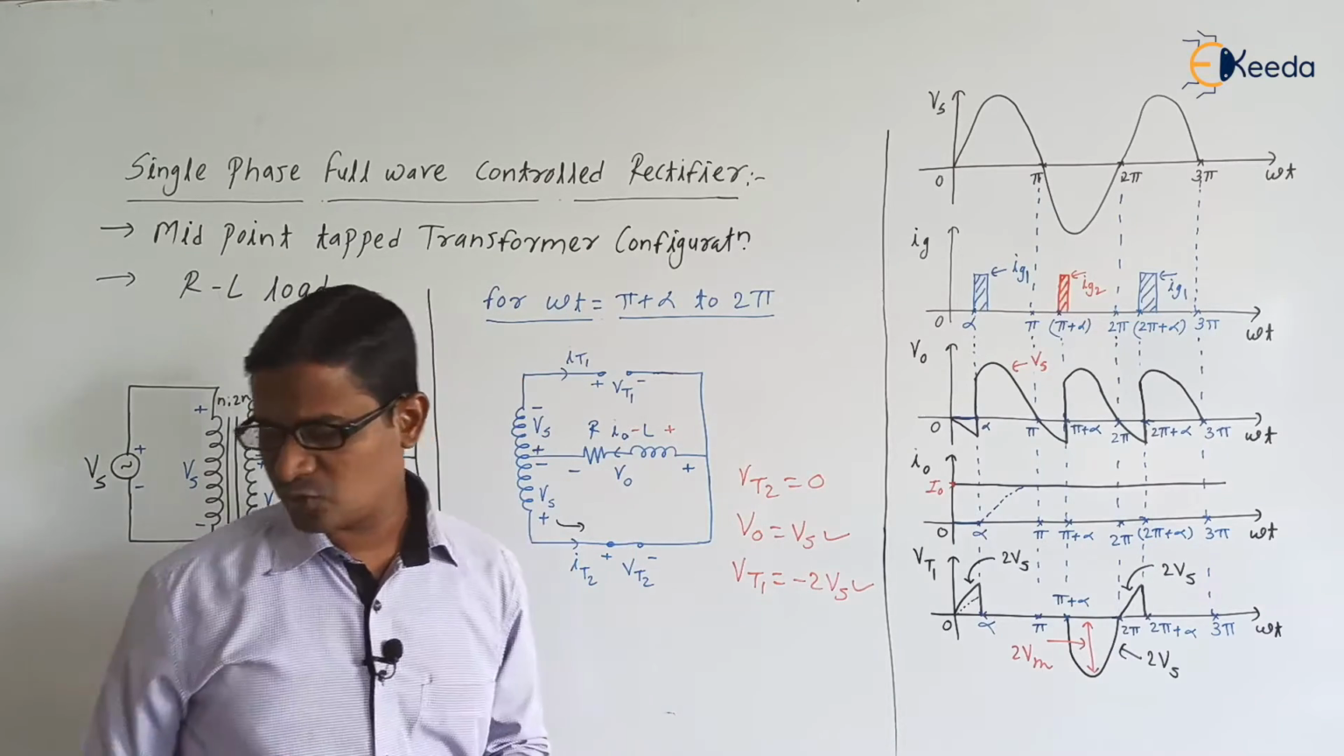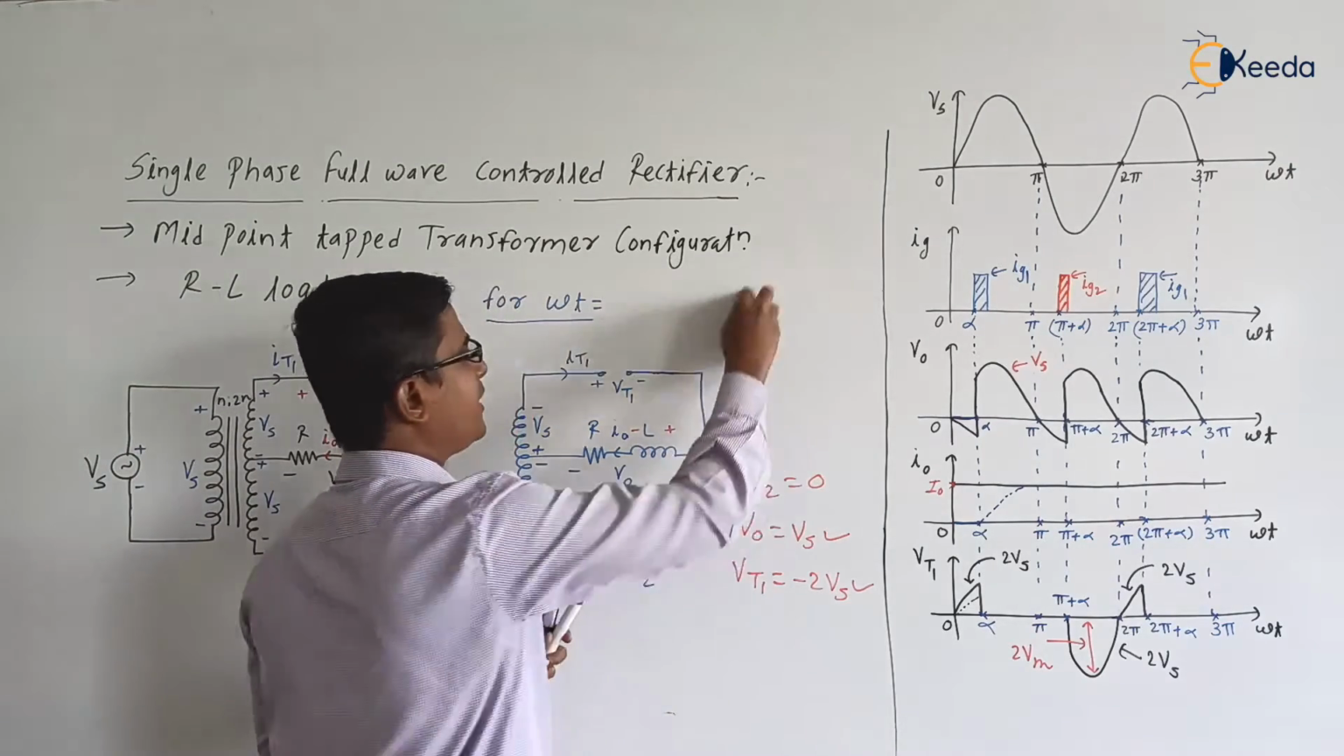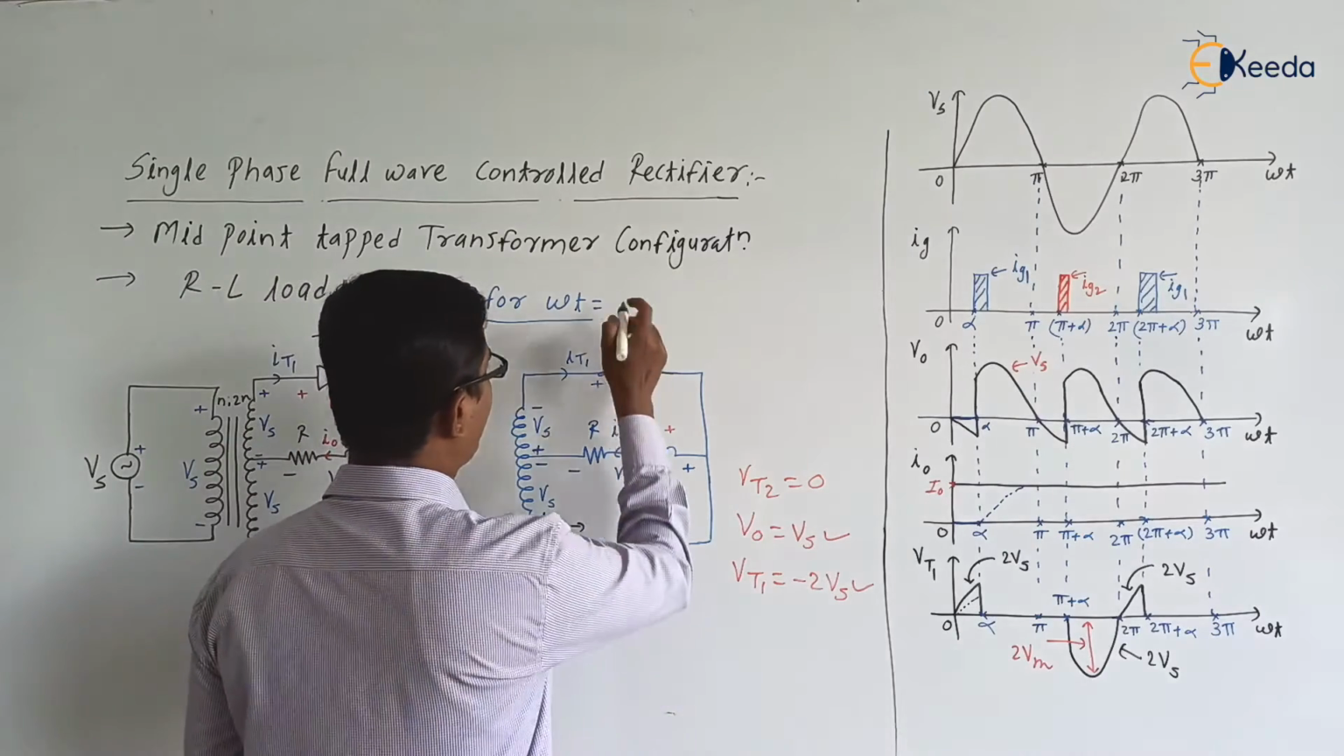So from pi plus alpha to 2 pi, the inductor has stored the energy. Now after 2 pi, what will happen? That is from omega t is equal to 2 pi to 2 pi plus alpha.